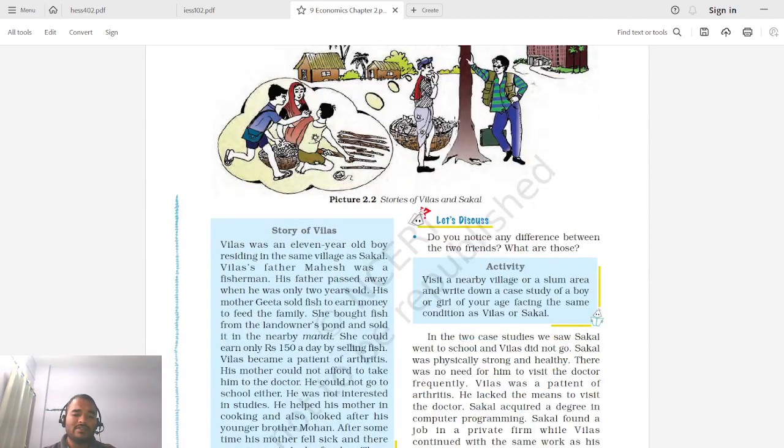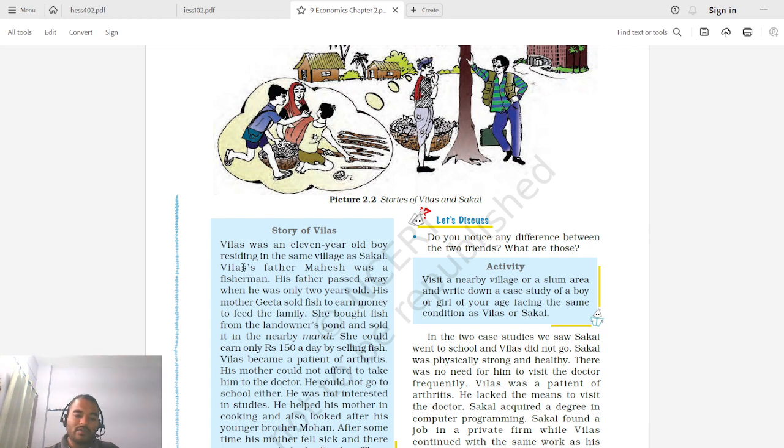So what happens next is, he also had a friend. Sakal had a friend called Vilas. They were living in the same village. This boy was 11 years old, residing in the same village as Sakal. Vilas' father Mahesh was a fisherman. If you see the condition of both these families, they come from a middle class or poor background.